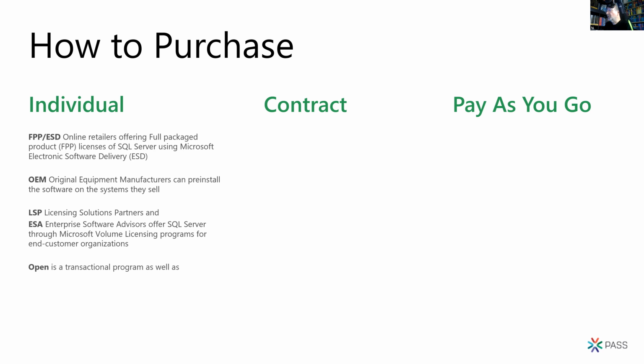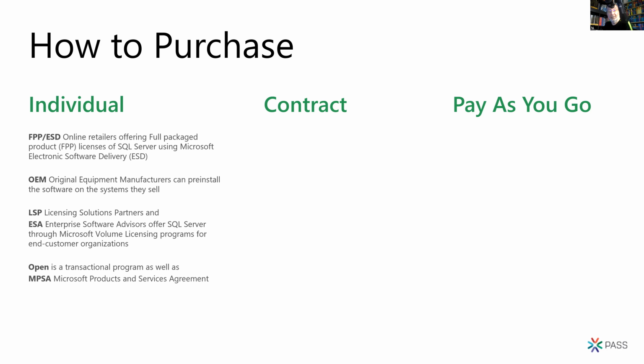There is also the open program, which is basically instead of buying individual packages, you're just buying a sheet of paper that says how many licenses you bought. That is much cheaper because Microsoft doesn't have to put anything in a box and then shrink wrap that box. They just print the licensing certificate that you get.